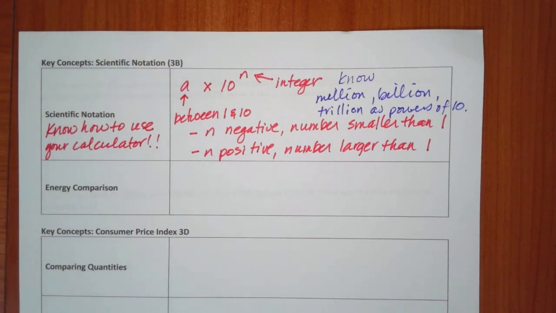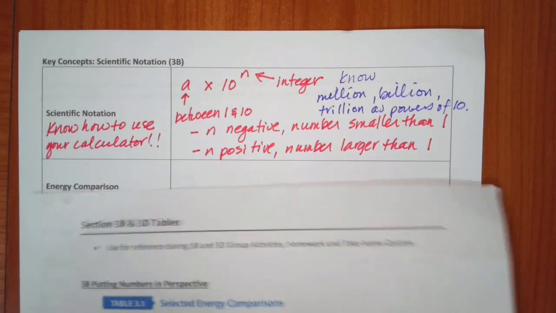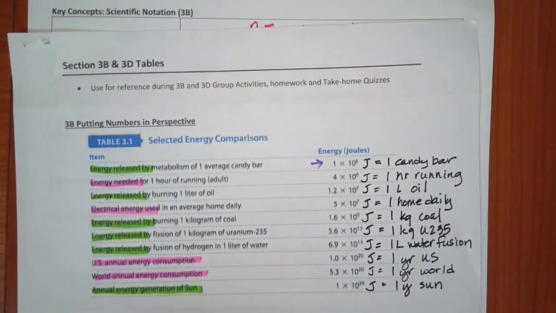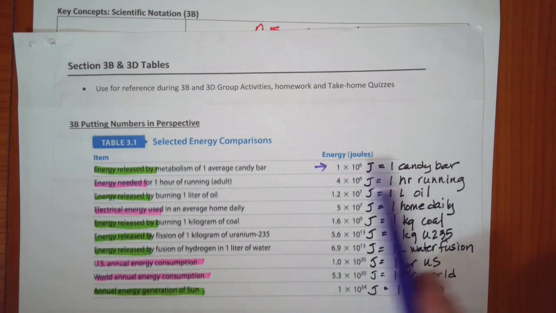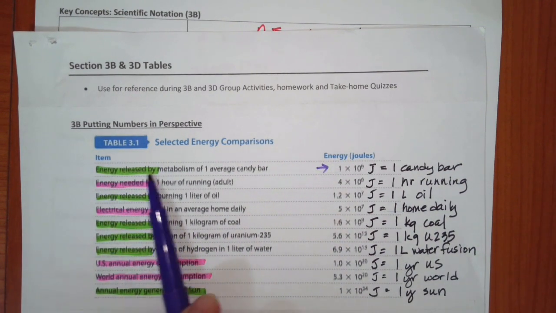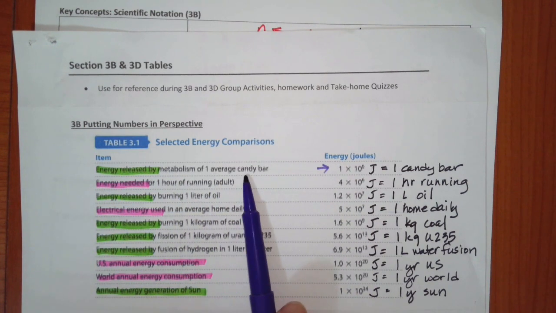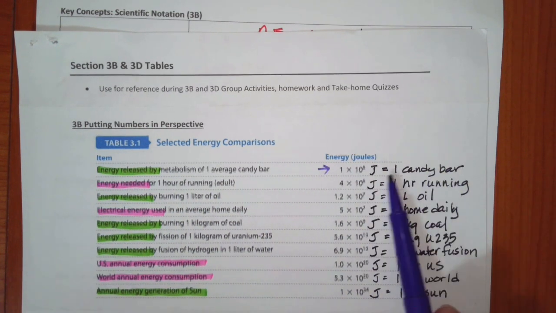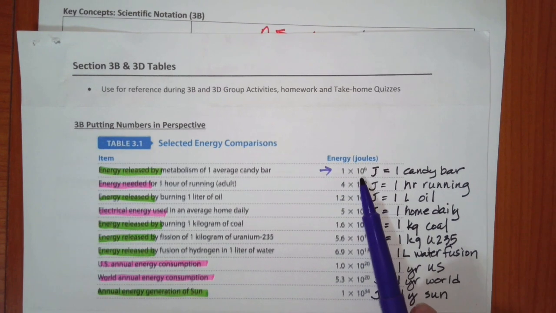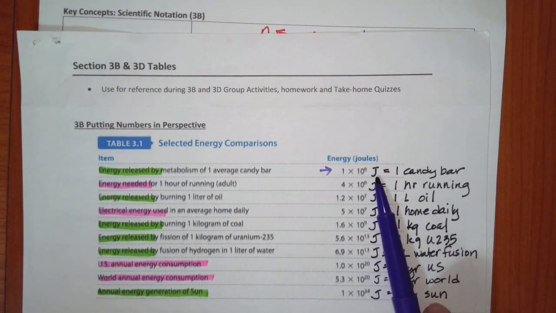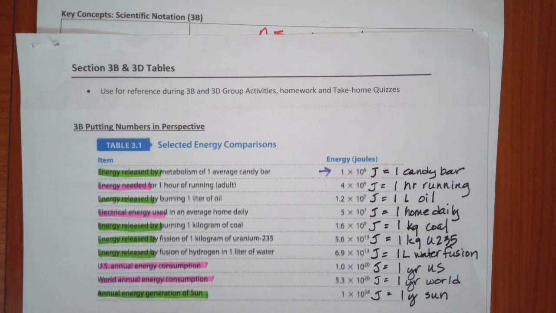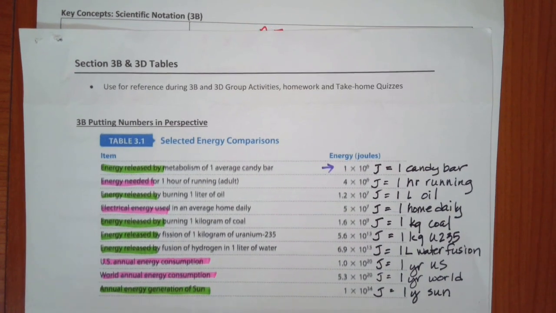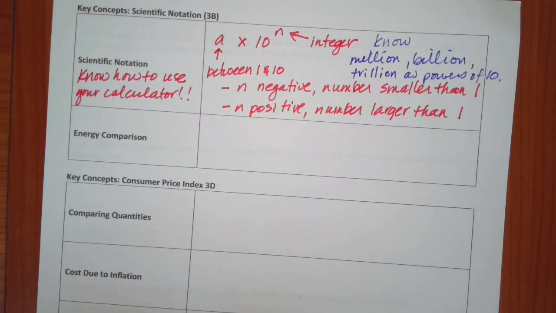Okay, then energy comparisons. We had a table here, and you will have a table available to you on the test. And knowing exactly what these mean. The energy released by metabolism of one average candy bar means one average candy bar is 1 times 10 to the 6 joules. So making sure you understand, if you need to take the time to do that or whatever, but make sure you understand how to read this table is key.